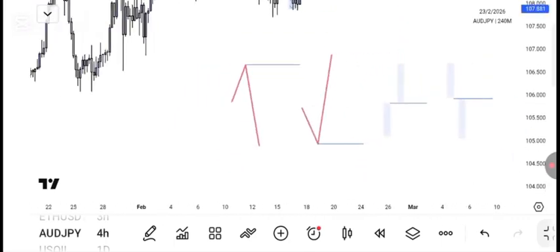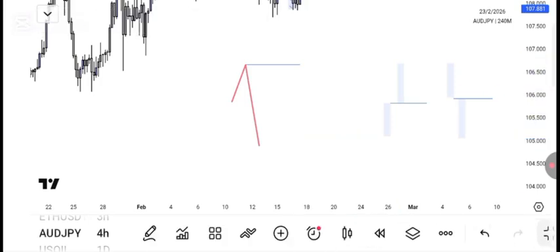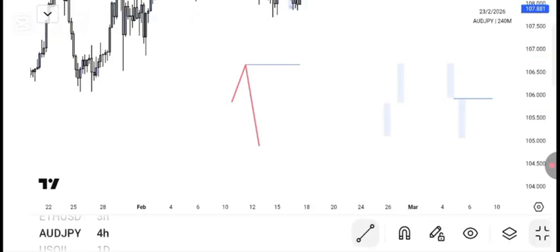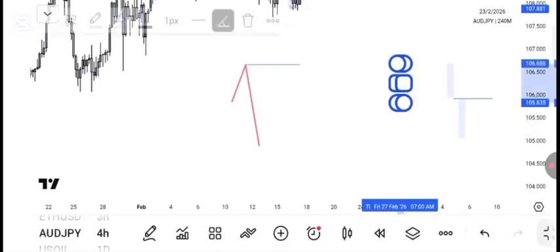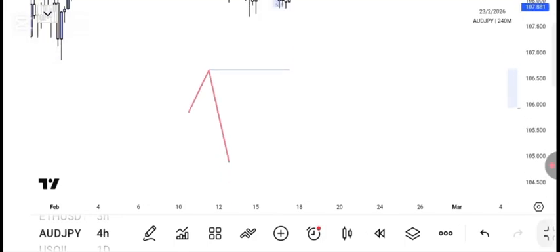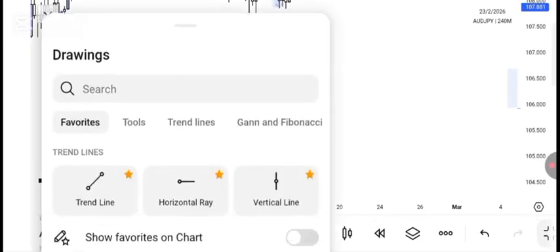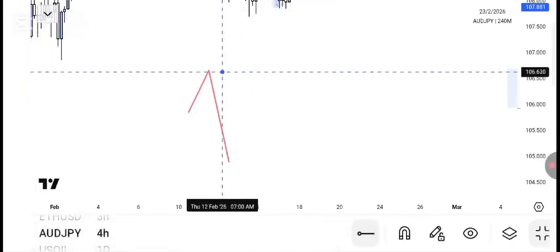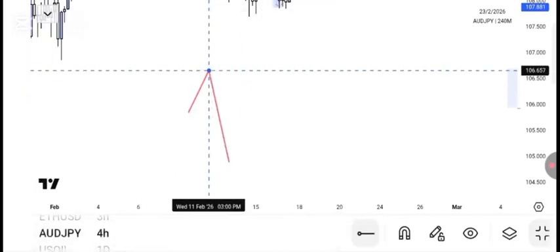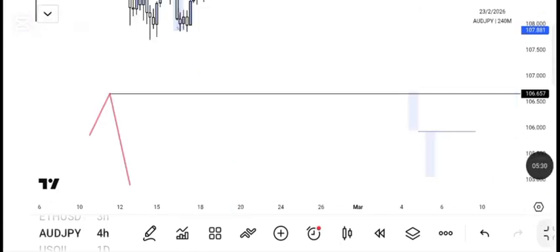Let me try and remove all this. Let's just use one and pick one open close as well. I will just flip the chart. Take a look at this. This is an A-shaped key level, so an A-shaped key level is for buys.